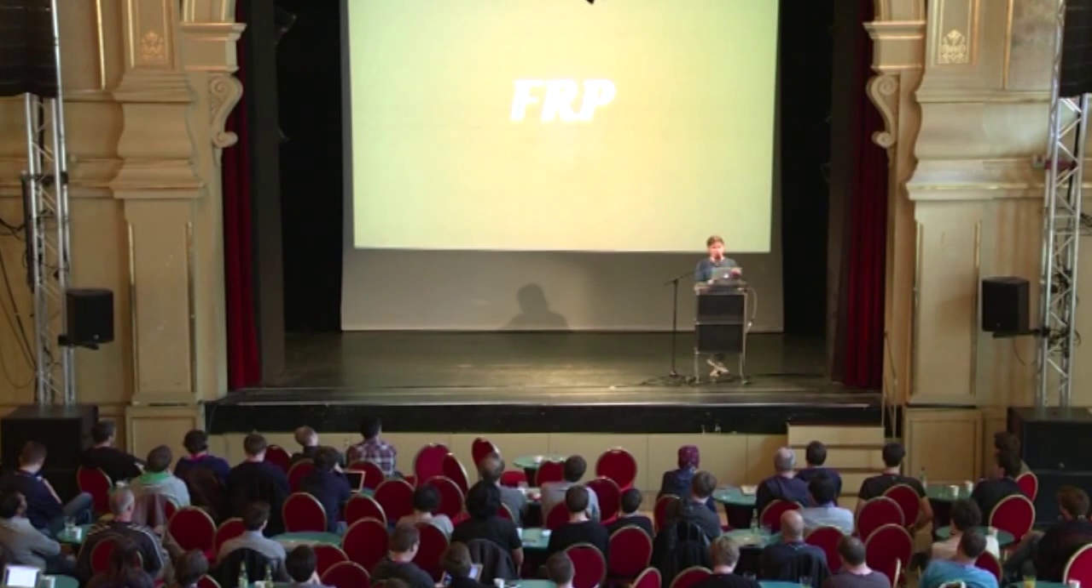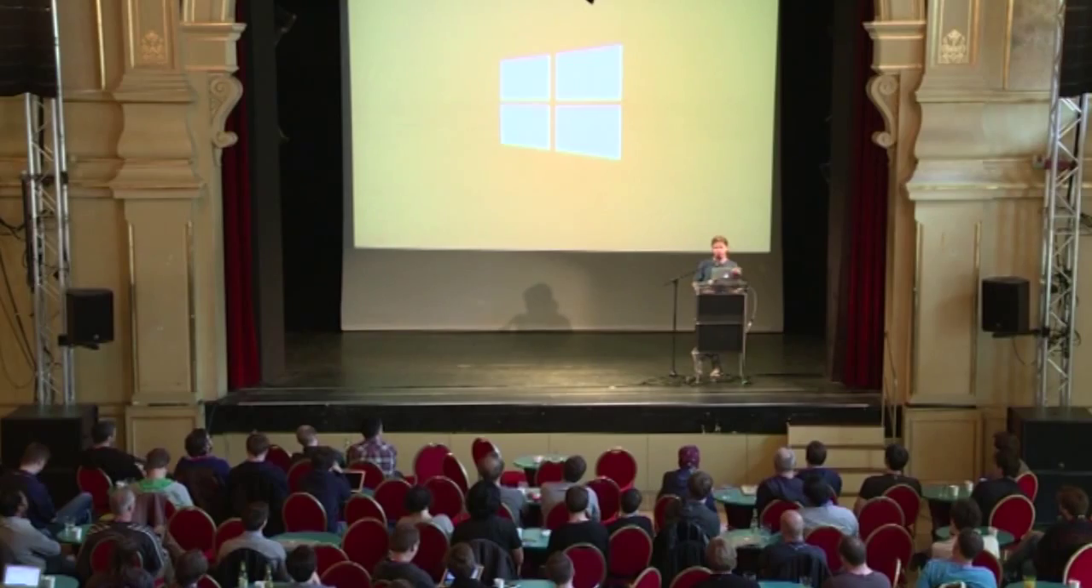And this is the slide you've all been waiting for. Microsoft, not too long ago, released a library for C# called Reactive Extensions, or RX for short. And that's probably the first mainstream implementation that brought functional reactive programming to an imperative language like C#.